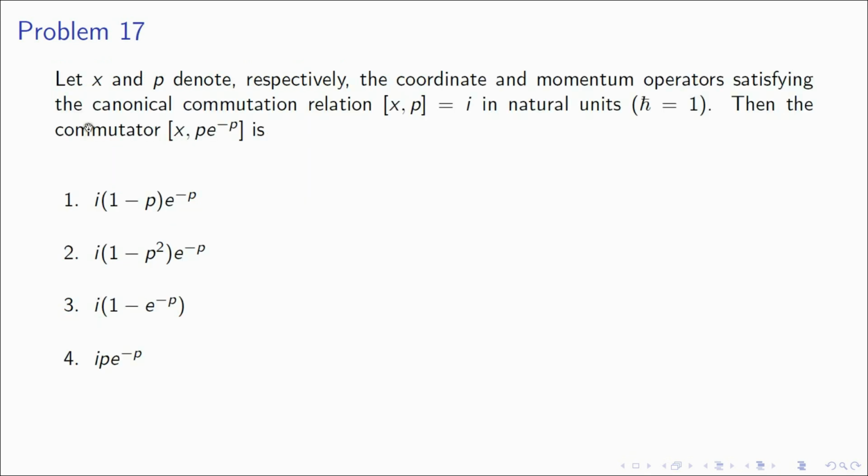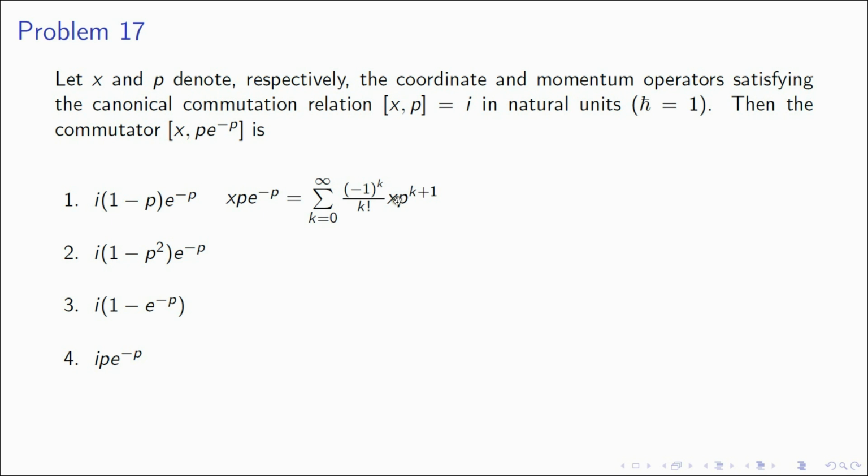Okay, so x and p denote respectively the coordinate and momentum operators satisfying this commutation relation, xp minus px equal to i. They have put h bar to 1, and then what is the value of this commutator? There is a little bit of calculation unless you know some tricks. So you have xp minus px is i, and you find the commutator of this. The first term will be xp e to the power minus p. If you expand e to the power minus p, you can write it as this term.